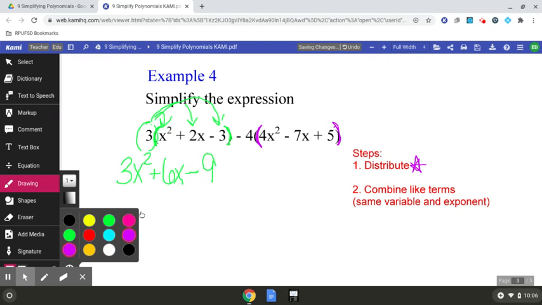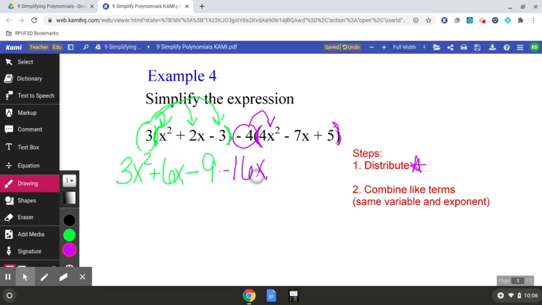Okay, now if we go to the second parenthesis, you just have to be careful because you're distributing a negative 4. Negative 4 times 4x squared is negative 16x squared. Negative 4 times a negative 7x is a positive 28x. And negative 4 times 5 is a negative 20.